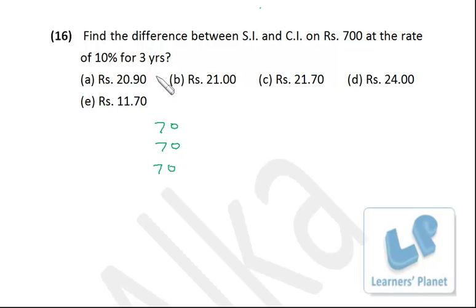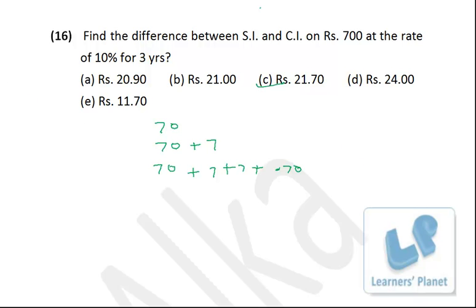In case of compound interest, what will be there? This 70 rupees plus 10% of this, so that is this additional amount. Then in the second year it is 10% on this, 10% on this, plus 10% of this. So 10% of 7 rupees is 70 paisa, right? So the difference is 21 rupees 70 paisa. Okay, pretty simple.